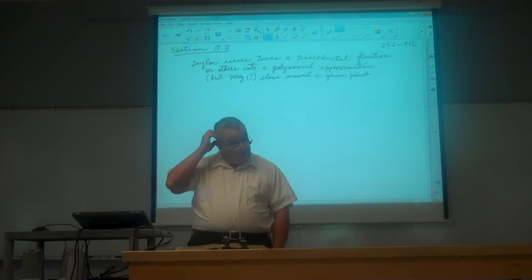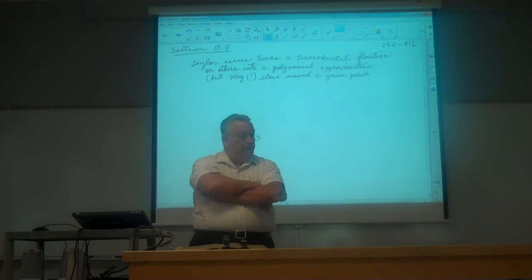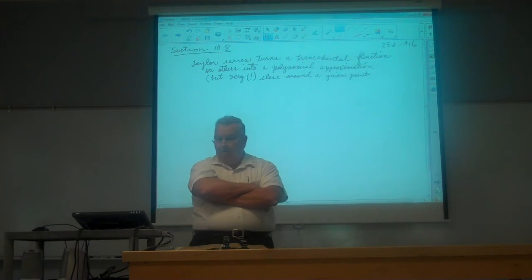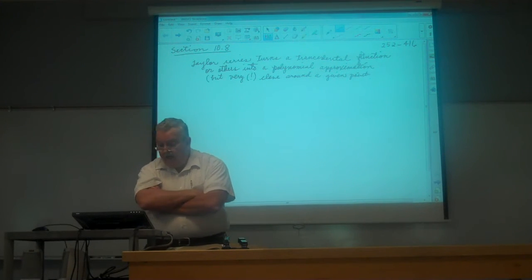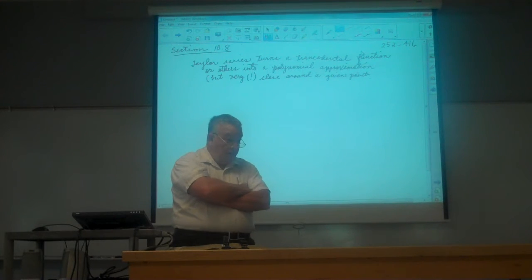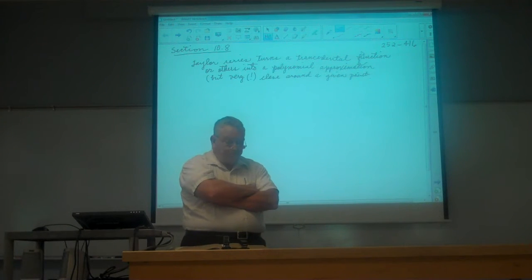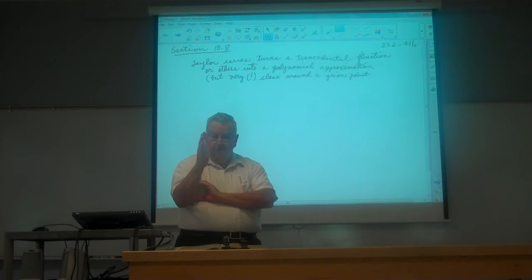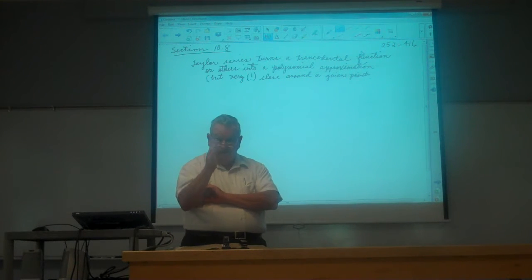And the exclamation point in the middle of the sentence means that the approximation is very close around a given point. Do you remember the graph I showed you the other day where it wanders off if it's not around a given point? But all you do then is just move your point over.